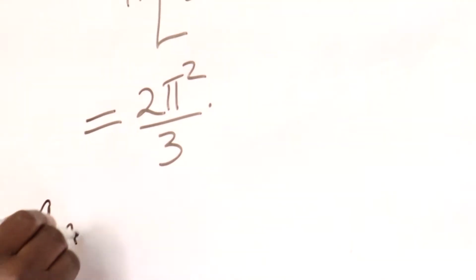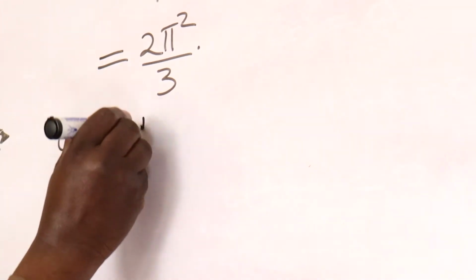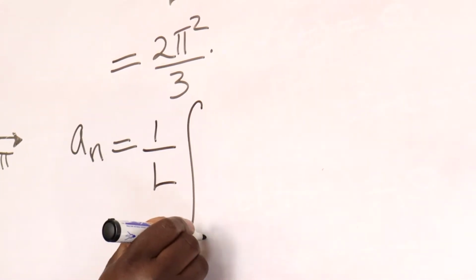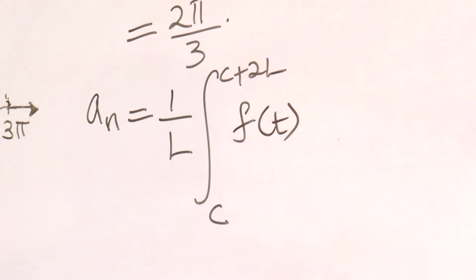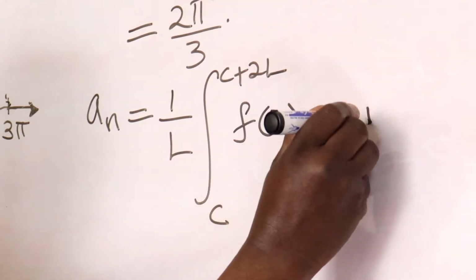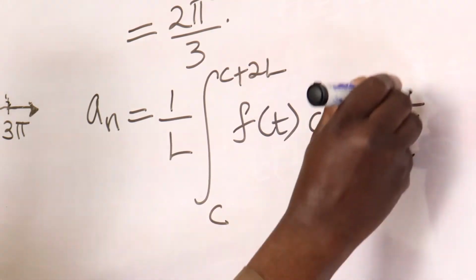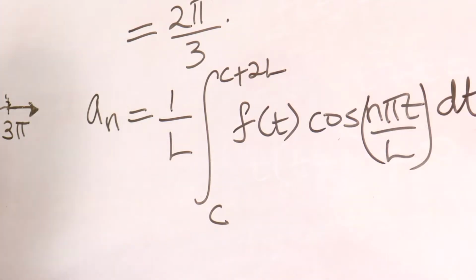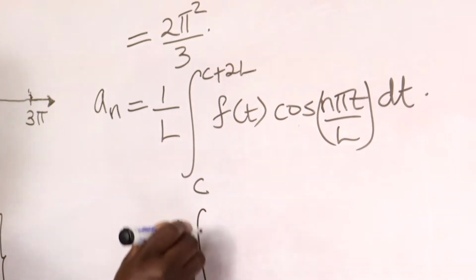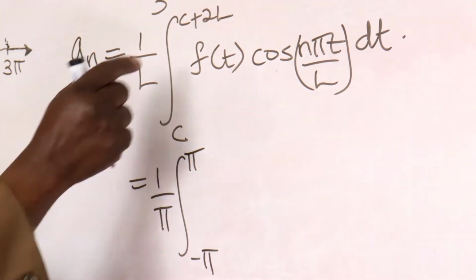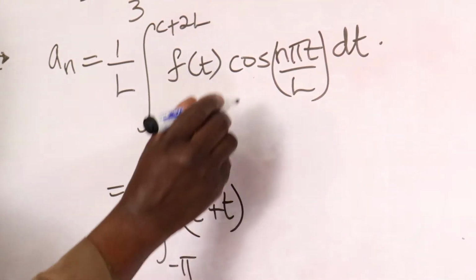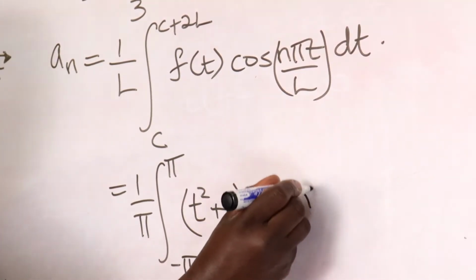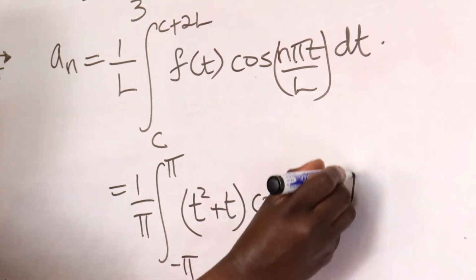We now move to A n. A n will be 1 all over L. We integrate from c to c plus 2L, f of t, but we have cos n pi t all over L, then dt, which gives us now 1 all over pi. We are integrating from minus pi to positive pi. Our f of t is what? t squared plus t. This one will become cos nt, because L is pi. So dt.